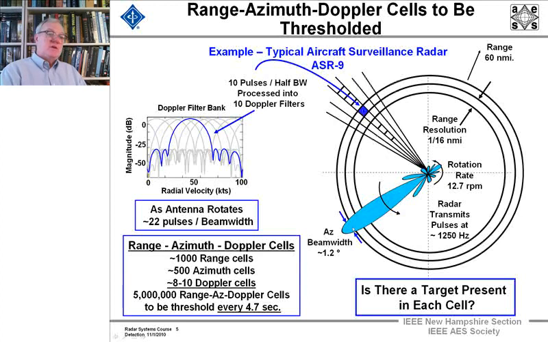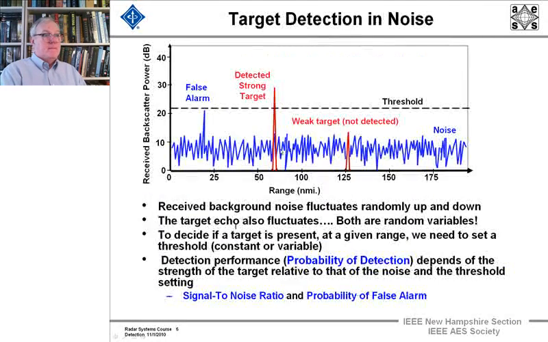Now, for each one of these cells, we want to ask the question, is a target present in each cell? Now, if we look at, as a function of range, in blue, the noise, and in red, the targets. There's one at about 65 miles and another at 125 miles. And this isn't for that 60-mile airport surveillance radar. It's for just a generic radar.